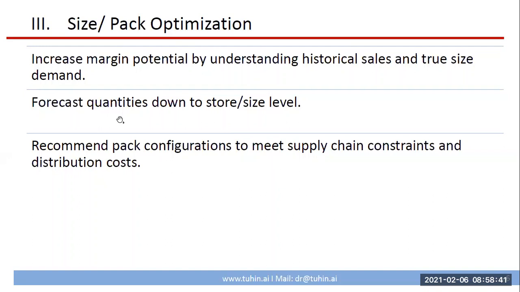And then that has to be drilled down to the store and size level, and then recommend the pack configurations to meet the supply chain constraints and distribution cost. Again, a very important part, because this all would be a kind of constraint to your model. What does that mean? Suppose you found that a particular size would be in demand, but the revenue that you are going to accrue by selling that size is lower than the distribution or supply chain cost to bring that product to the store, then that doesn't make sense, right? That is something of a no-brainer, I know. But the important part is that it has to be modeled.